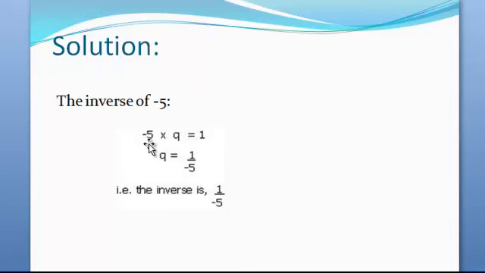So when we divide the left hand side of the equation by minus 5, the minus 5 will cancel the minus 5 that's already there. And then on the right hand side, we'd have 1 over minus 5. And then that is q is equal to 1 over minus 5, and 1 over minus 5 is the inverse. So 1 over minus 5 is the inverse of minus 5. Why is it the inverse of minus 5? Because when we multiply 1 over minus 5 by minus 5, we'll get 1. Okay, guys? Alright, let's move on to question 3.